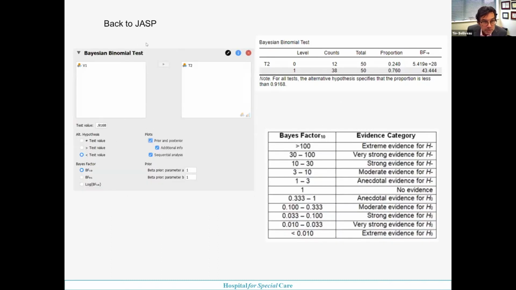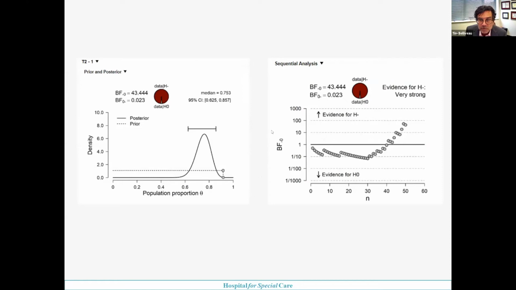So what we've done is update our JASP data entry to a test value of 0.92 representing the proportion correct for the dementia group. And we asked the same question, is this particular score below the range of the dementia group? And what we find is very strong evidence for the alternative hypothesis that this score is below the range obtained by this small sample of individuals with dementia.